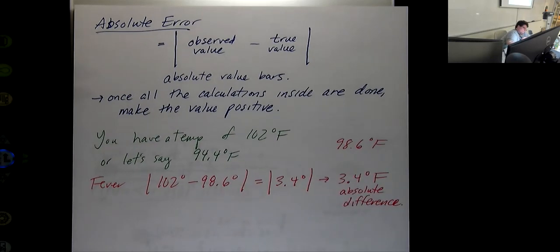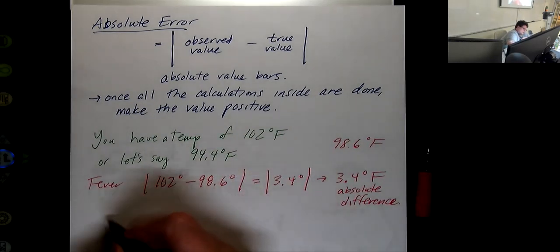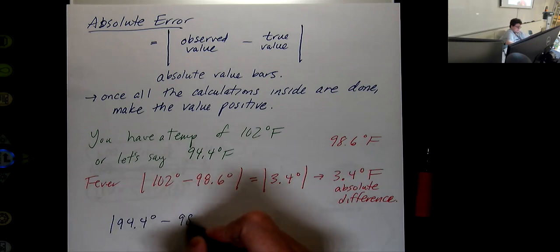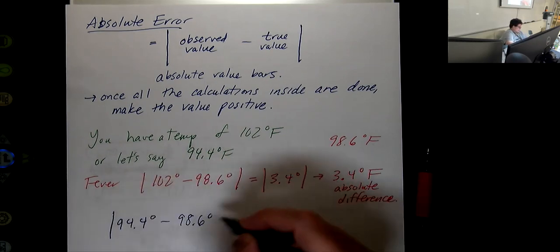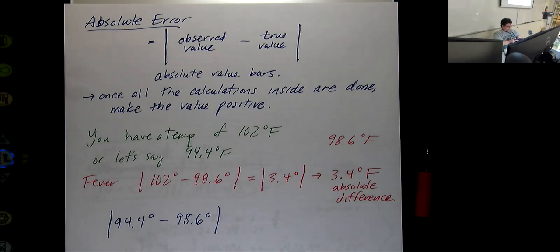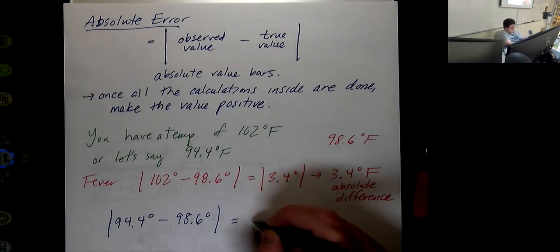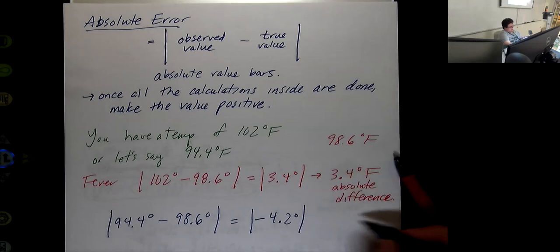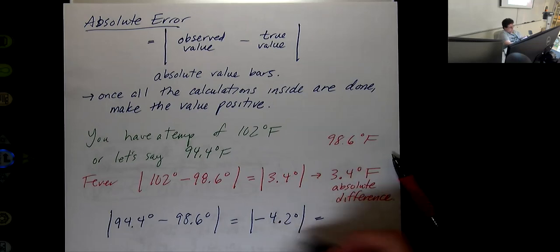And we'll go the other way. We'll do the 94.4, like you're cold. We're going to do 94.4 degrees minus the 98.6. And we're in those absolute value bars. And I'm getting negative 4.2 degrees. And the absolute value bar is going to make this positive.